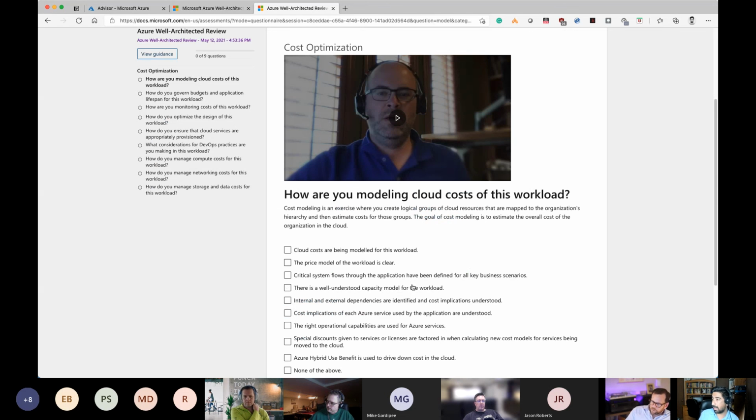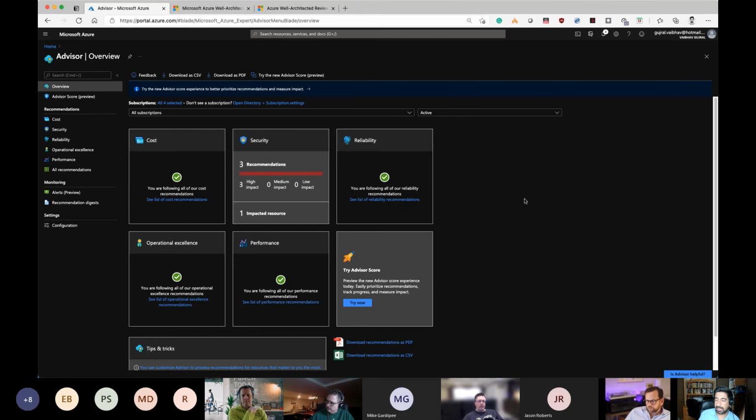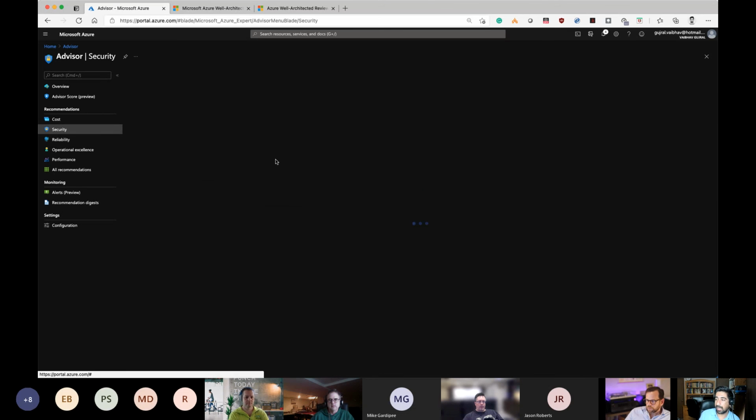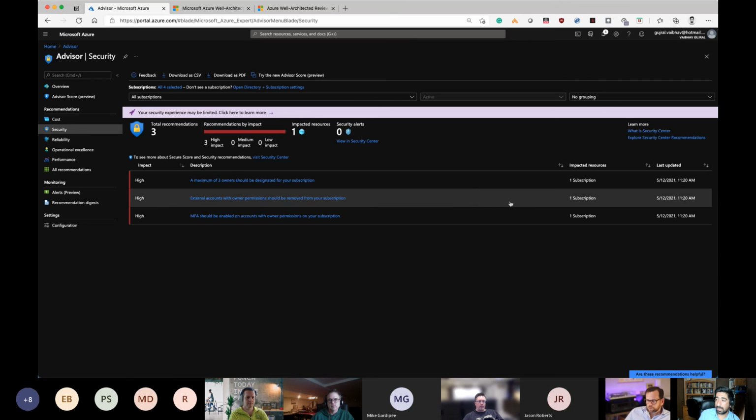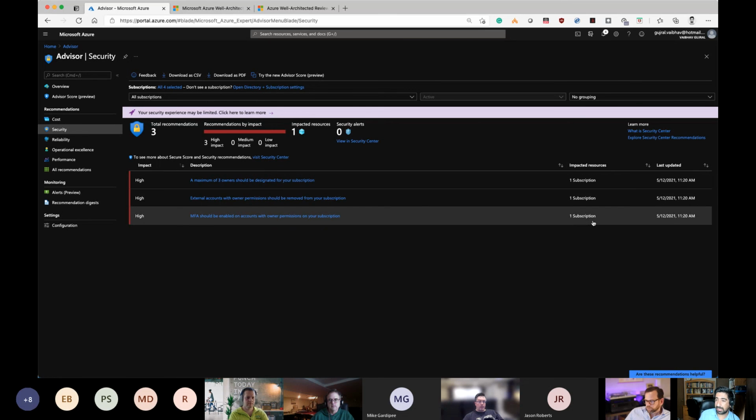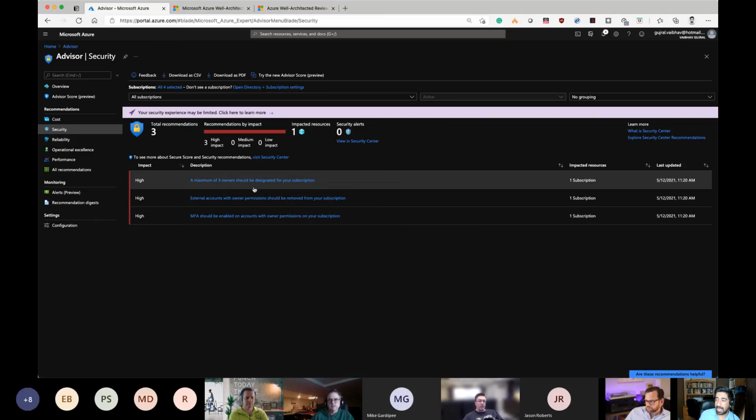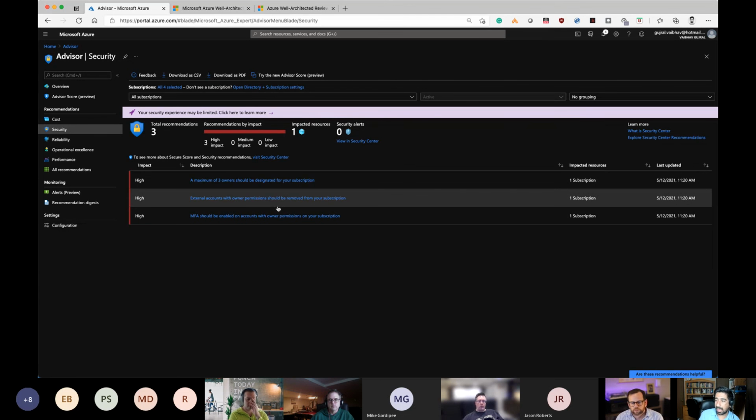And if I head out to the Azure portal, I don't run much in my personal Azure subscription, so that's why you are seeing under Azure Advisor that I don't have any recommendations under cost, operational excellence, performance, and reliability. But there are 3 recommendations it's making under security, and it looks like there is one subscription on which it is giving me that recommendation. For example, I have more than 3 owners designated on my subscription, so it's saying you should not have more than that. I have added external guest accounts to my directory, so it's saying you should not have that, and it's also saying MFA should be enabled.